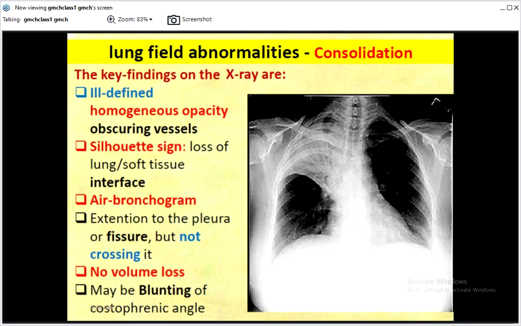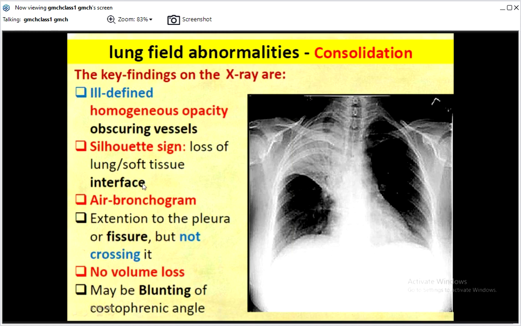So what are the key findings on consolidation? So this is a homogeneous opacity obscuring the vessels. And as we have discussed, there will be loss of the cardiac silhouette. Okay, the cardiac margins or the margins of the cardiac silhouette will not be visible clearly, will not be demarcated like in a normal X-ray. And third is the air bronchogram. That is the most important part.